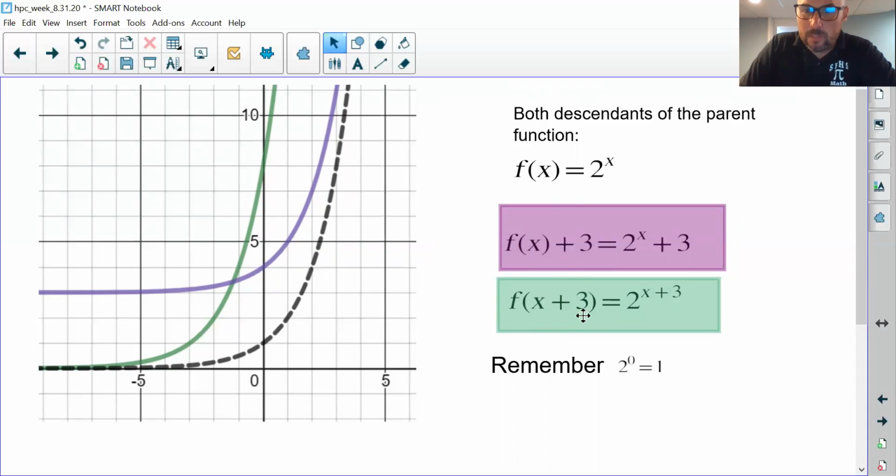So inside the grouping symbol, you move left and right. So this is to the left 3. And notice where it goes on the function. I'm replacing the input x with this new input, x plus 3. And it shifts it to the left 3. So what was originally 0, 1 is now negative 3, 1. You need to move your x 3 to the left to get the same result in the y value. And what will help you understand this, I hope, is to remember that any real number raised to the 0 is 1.